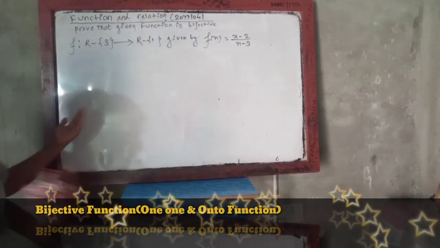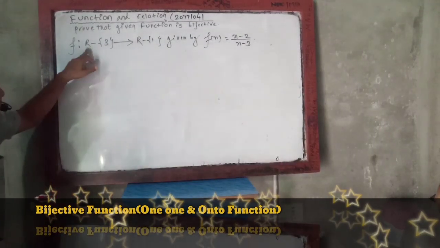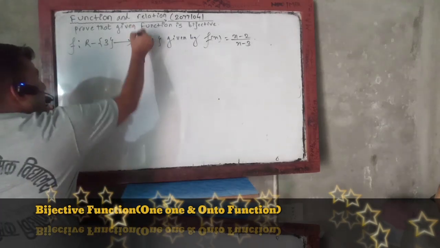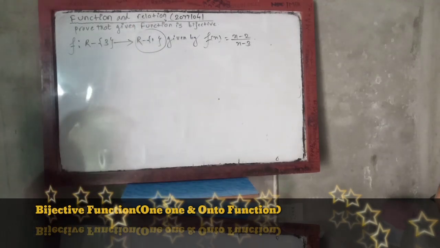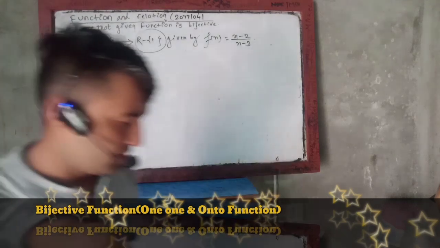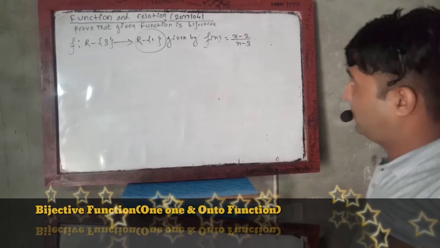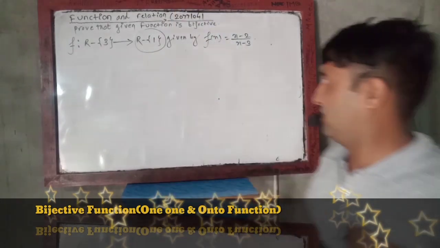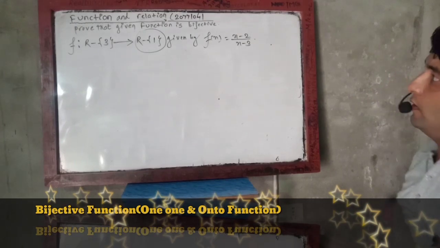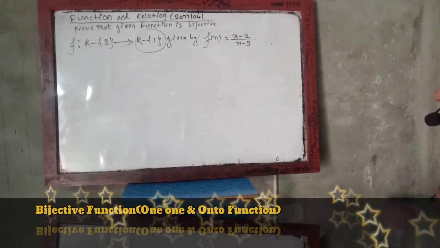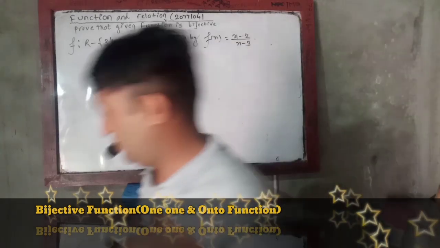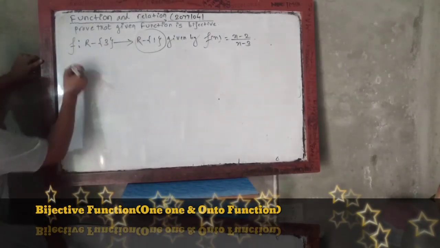We see here with our naked eye, this domain is the set of real numbers except 3. And this second set is the set of codomain, and the codomain is the set of real numbers except 1. In the codomain, 1 is excluded, and in the domain, 3 is excluded. So to prove the bijectivity of the function, first of all we prove its injectivity, that is, for injective or one-to-one.